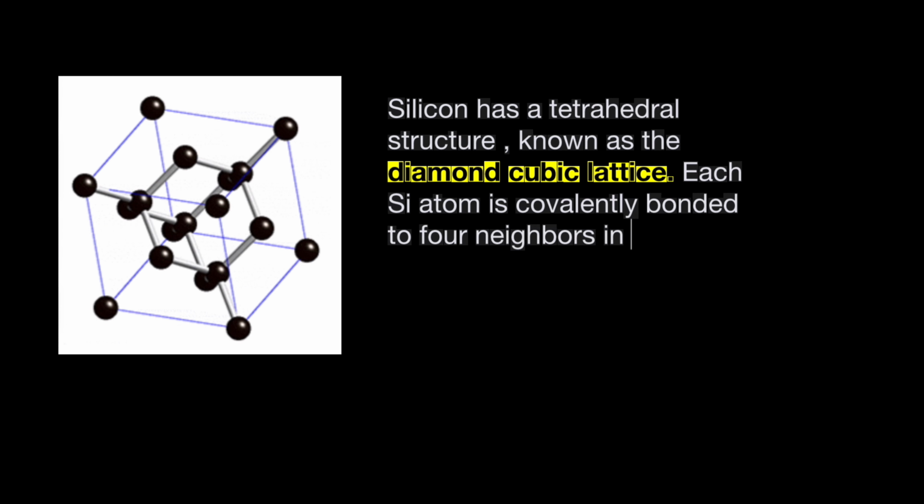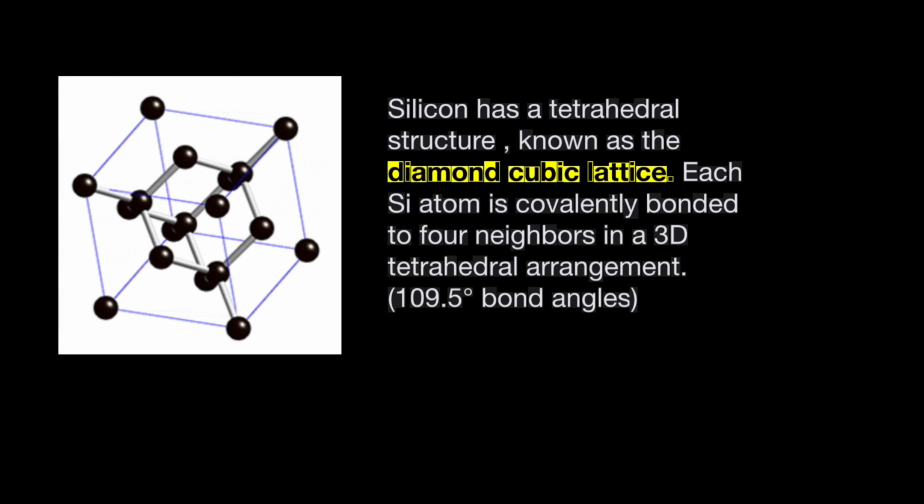Both silicon and germanium have a tetrahedral structure. For example, suppose this is the structure of silicon. In this structure, you can say that one silicon is surrounded by 4 others. So it's a tetrahedral structure. Silicon has a tetrahedral structure known as diamond cubic lattice. Each silicon atom is covalently bonded to 4 neighbors in a 3D tetrahedral arrangement, and the bond angle is 109.5 degrees.